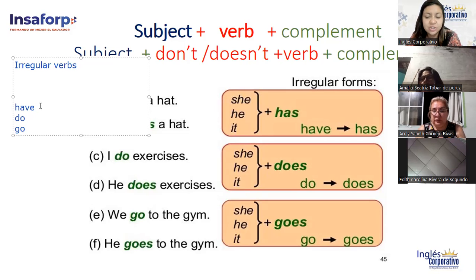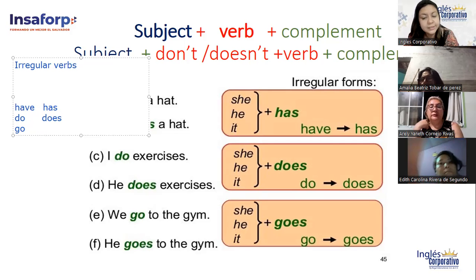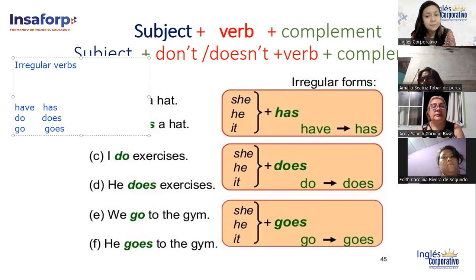They change. We don't say "he have". That's incorrect. We change to has. The third person form of have is has. With do, the third person form is does. I add es. And with go, it goes. Go, has, does, and go.